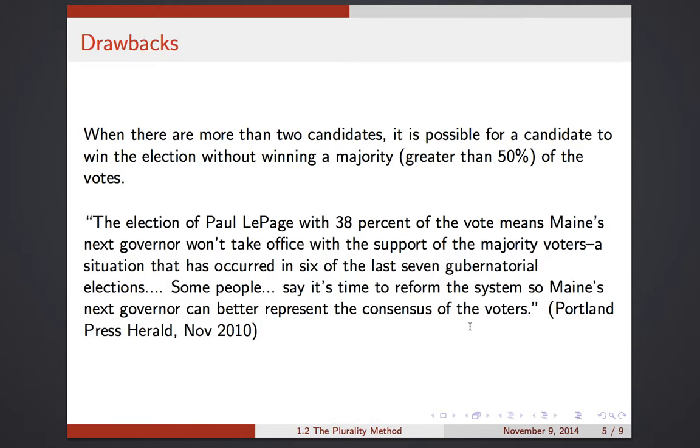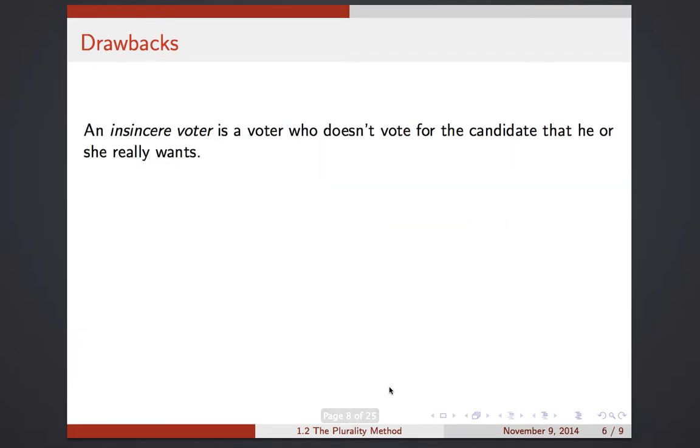So here's a quote from Portland, Maine's newspaper in November of 2010. "The election of LePage with 38% of the vote means Maine's next governor won't take office with the support of the majority of voters, a situation that has occurred in 6 of the last 7 gubernatorial elections. Some people say it's time to reform the system so our next governor can better represent the consensus of the voters." Right, so people generally don't like this. If you just time after time keep getting governors who don't even get a majority of the voter support, people see that as a problem.